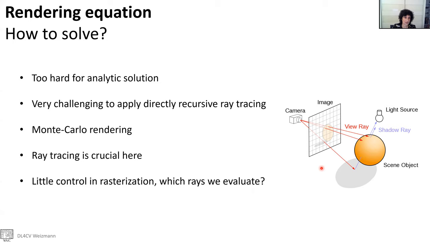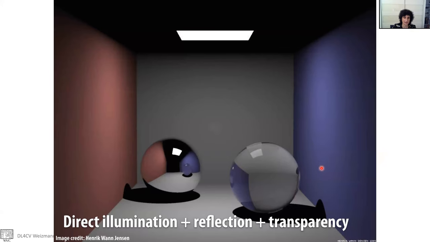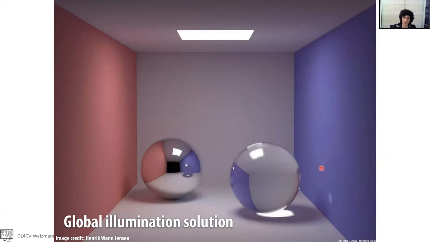So let's try to understand very briefly what Monte Carlo rendering is. But before this, I would like to show you what happens if you take into account the direct illumination and also the reflection and transparency properties of the environment. It looks not bad, but if you look here, of course, you see something more realistic when global illumination is taken into account and there is recursive ray tracing or Monte Carlo, which I'm going to describe in a minute. It's very important to take it into account.